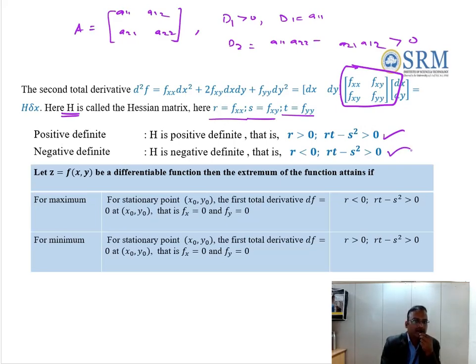Okay, let me rewrite it again. For maximum, first calculate the stationary point from the first order total derivative. Then at the stationary point, if R is less than 0 and RT minus S square is greater than 0, then the function attains the maximum. For minimum, first calculate the stationary point from the first order total derivative and then calculate r. If r is greater than 0 and rt minus s square is greater than 0 at the point x naught comma y naught, then the function attains the minimum value.